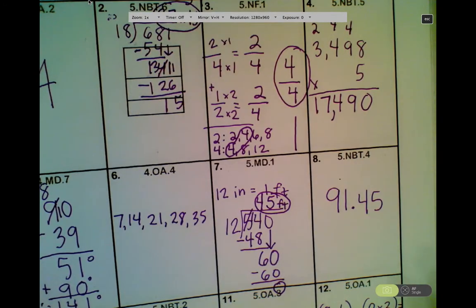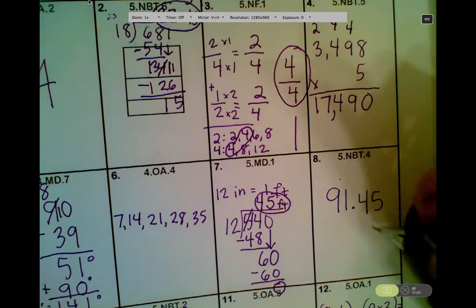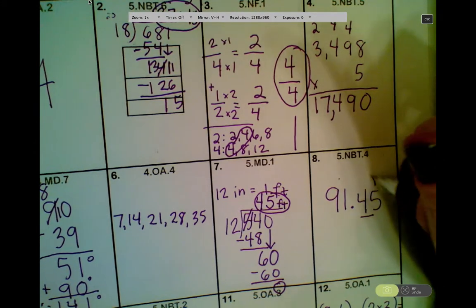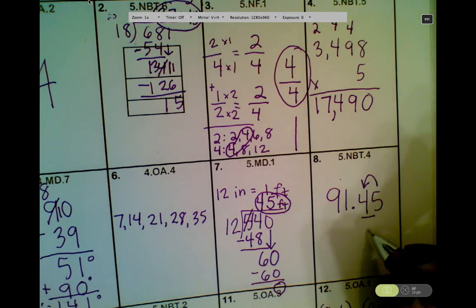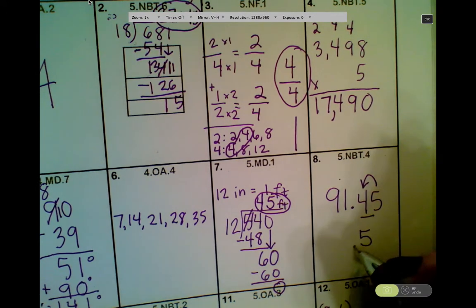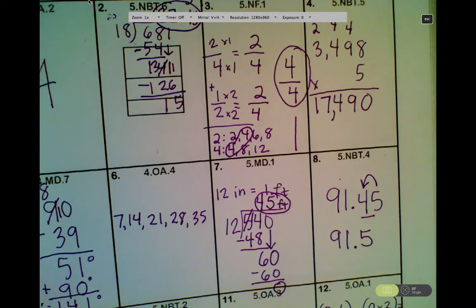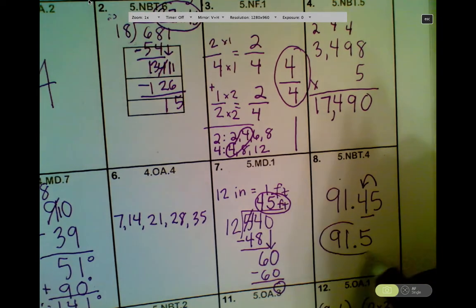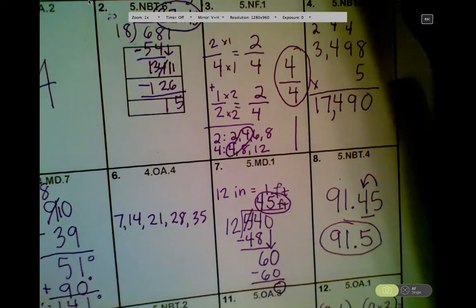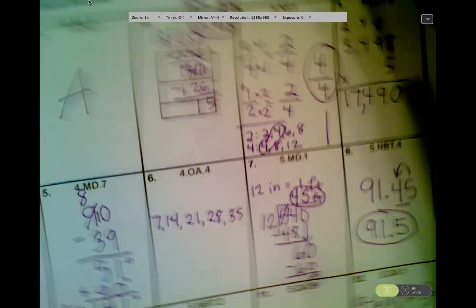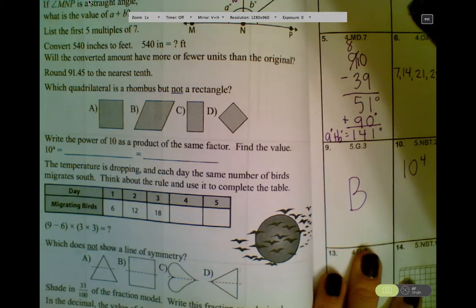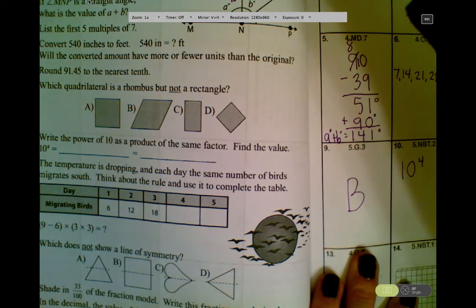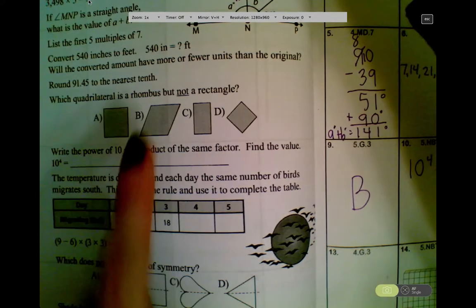Number 8, let's round 91 and 45 hundredths to the nearest tenth. We look at the 5 next to the 4. The 5 says to the 4 to go up, goes to a 5, and everything before it stays the same. So your answer is 91 and 5 tenths. Number 9, which quadrilateral is a rhombus but not a rectangle? Your answer is B.